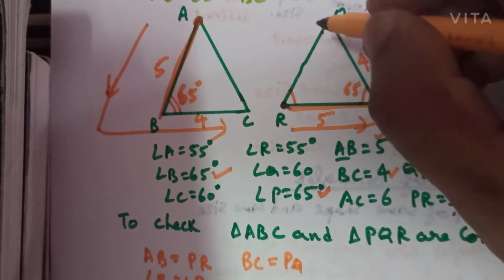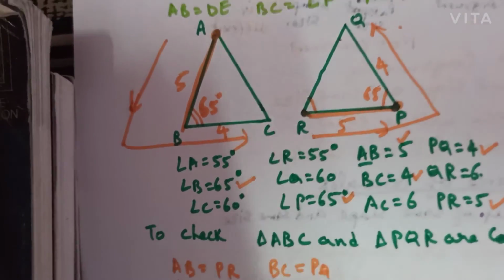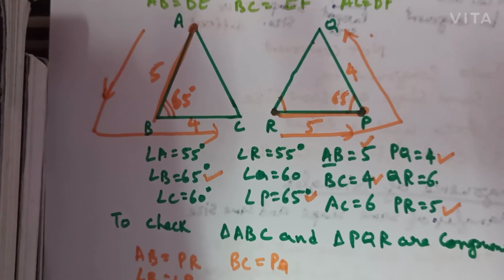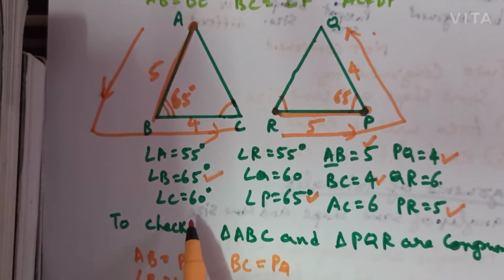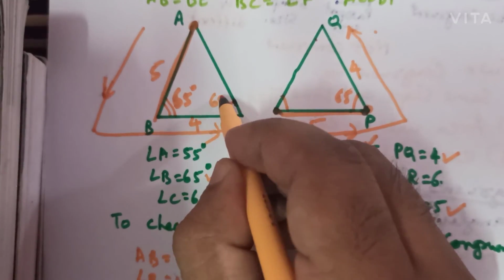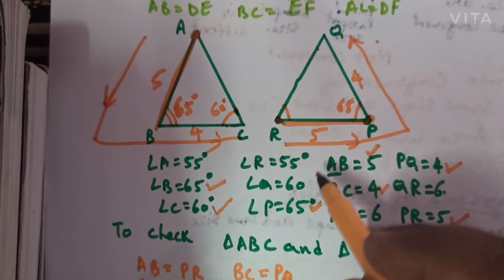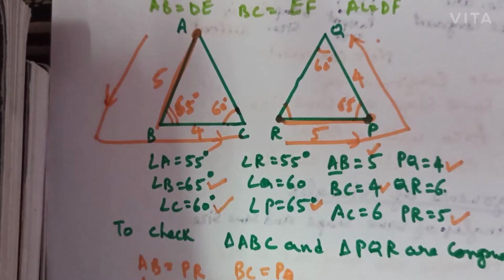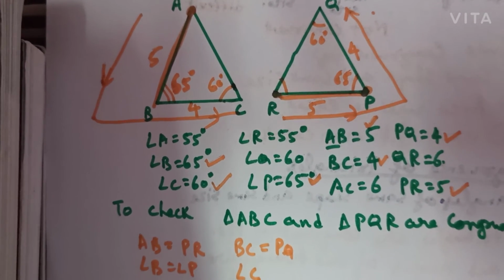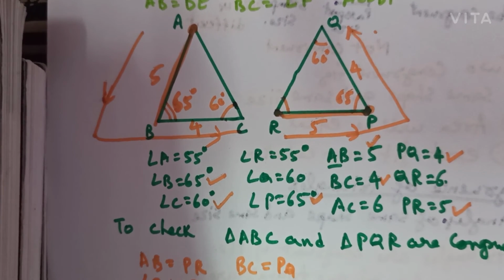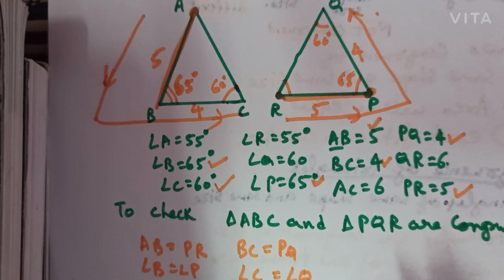Now again we will take a look at angle Q and angle C. Sorry, angle Q and angle C. So what is angle C? Angle C is 60 degrees. And what is angle Q? Angle Q is also 60 degrees, that is equal. So angle C of triangle ABC is equal to the corresponding angle, that is angle Q of triangle PQR.